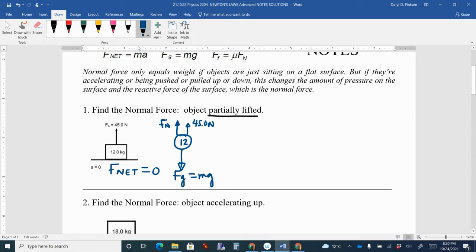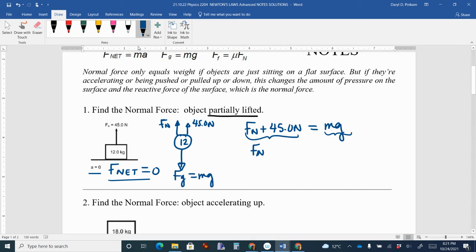Well, in this case, because the acceleration is 0 and the F net is 0, we can make the assumption that the normal force and the 45 Newton lifting force must equal the mg. So here you have your up forces, here you have your down forces, and they have to be equal to each other. So the normal force, and I don't know if you remember me telling you that when you see F with the subscript n, it means normal force. It never means F net.